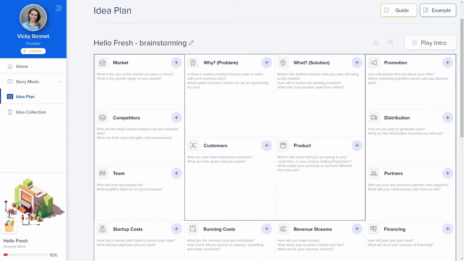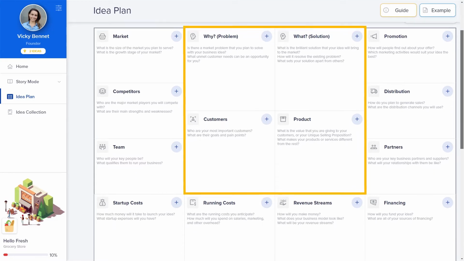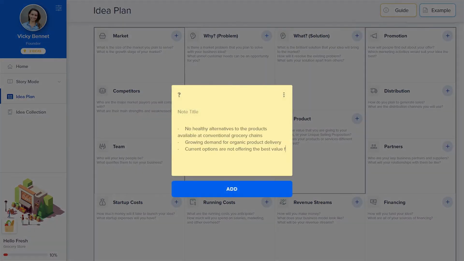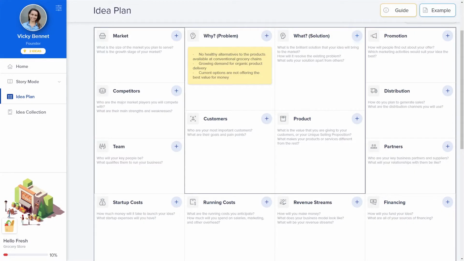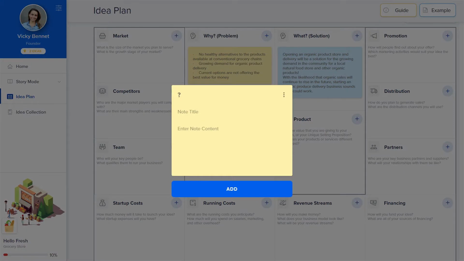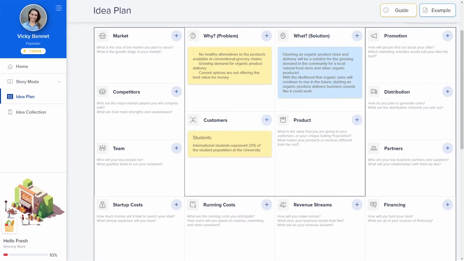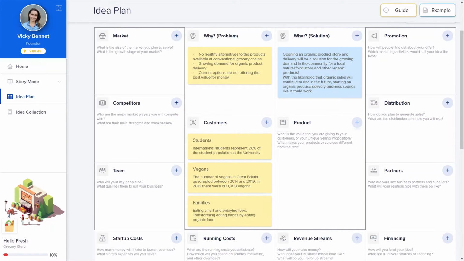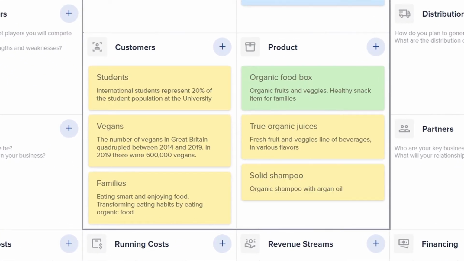Now, it's time to add your first note. We suggest you start by filling out the why and what sections, where you'll describe the market problem and the solution you want to bring to market. Then, explain who your target customers are and how your products and services will meet their needs, which will help you in finding a product-market fit.